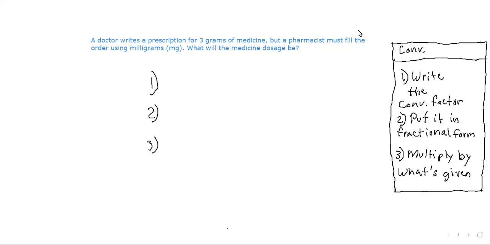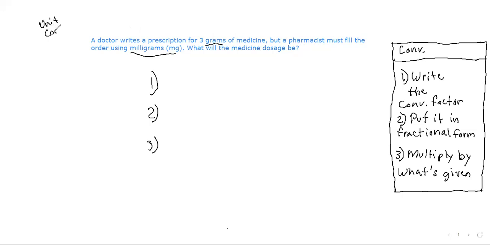So let's go ahead and practice our identification technique. How do you identify what type of problem it is? You look at the numbers, right? If you see a pair of units, you know it is a unit conversion question. So let's look at the numbers in this and see what type of question it is. We have 3 grams. And then we have milligrams. So we have a pair of units, so we know this is a unit conversion question.